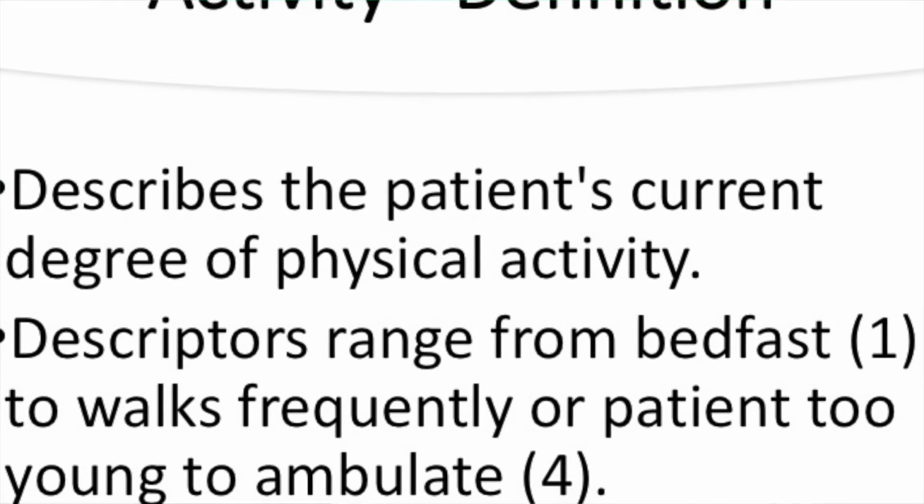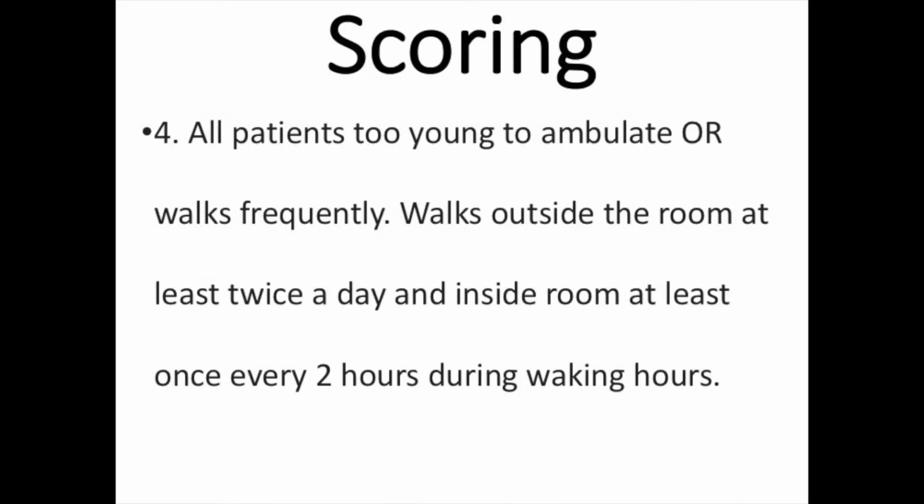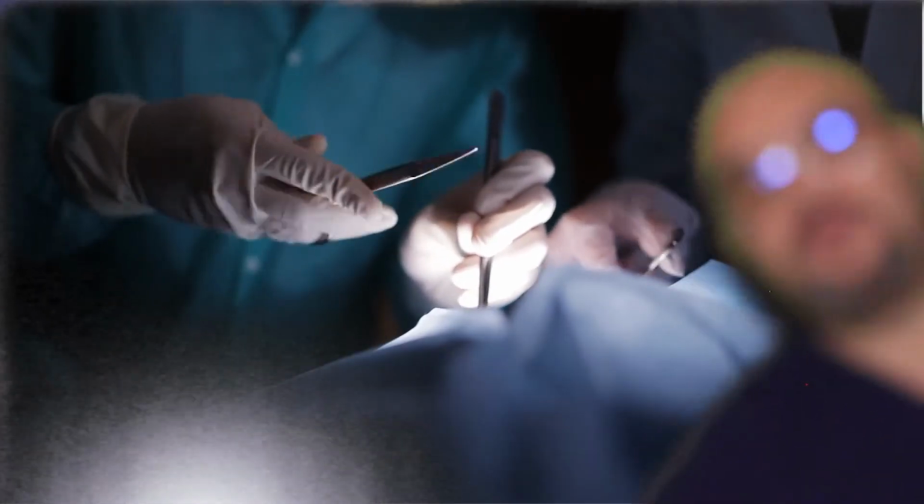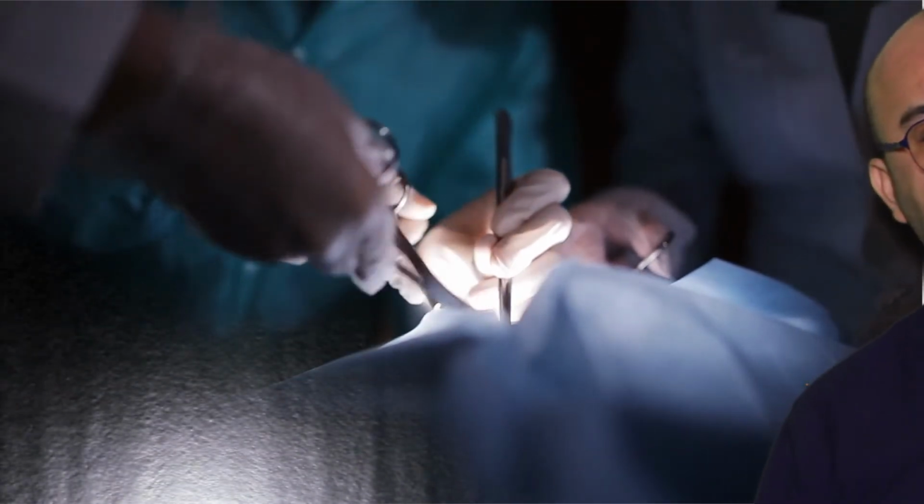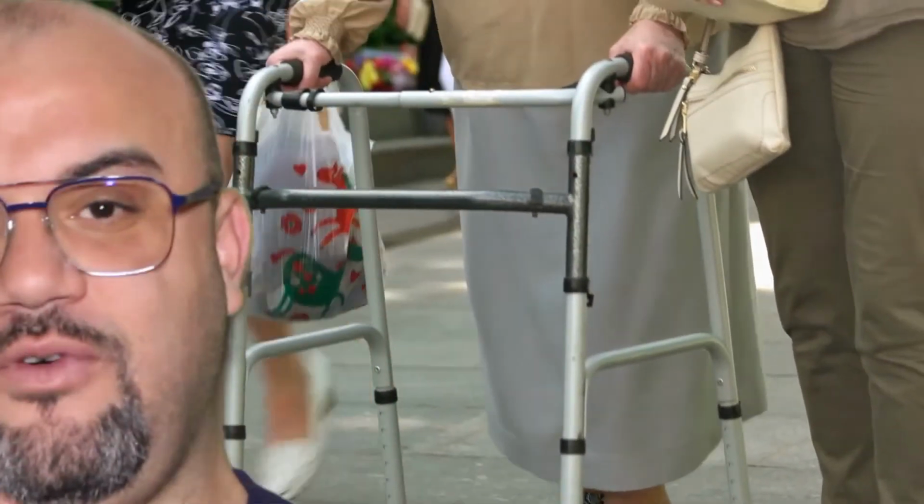Activity also consists of 4 points. The patient gets 4 out of 4 when the patient is able to ambulate, walks frequently, walks outside the room at least 2 times per day. This is based on the Braden. And every 2 hours, he has some type of movement in the room. This gives you an indication that the patient walks frequently, and he's getting ambulation 4 out of 4.